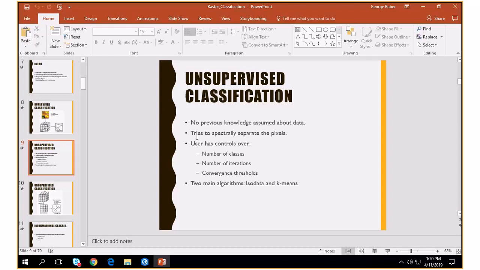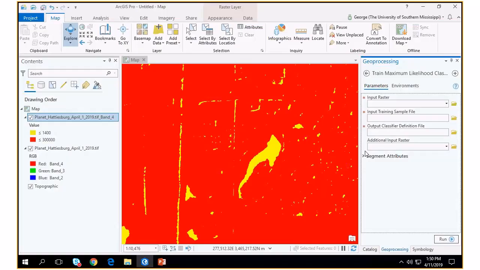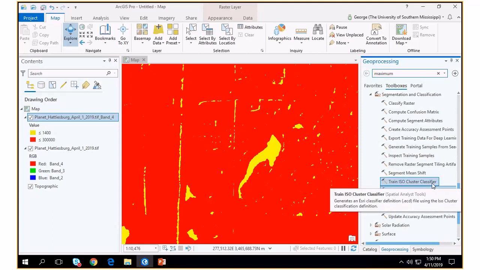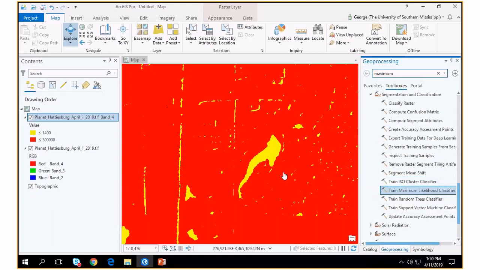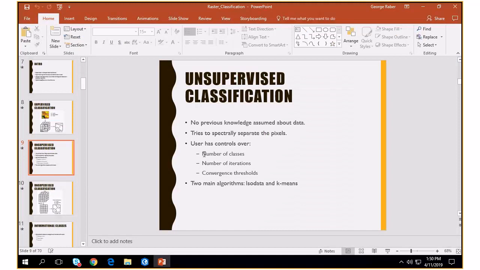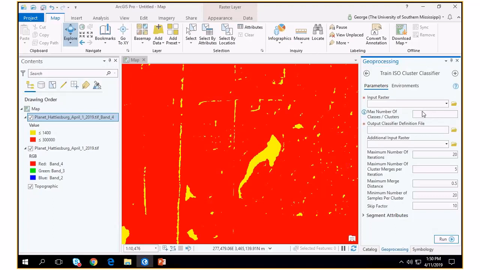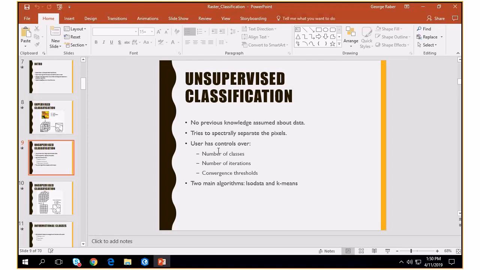So the things that you have control over in an unsupervised classification, this is one of them, ISO cluster, is that you have control over the number of classes. So here's where you specify the number of classes, or the maximum number of classes in this case. Okay. It's also gonna weed through your data multiple times. That'll make more sense when we talk about how it actually works here in a second. And so you'll get to be able to control how precise it gets and things like that.